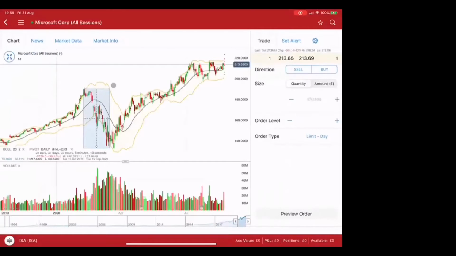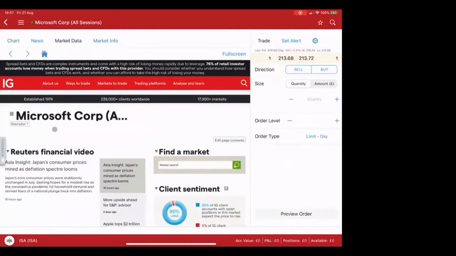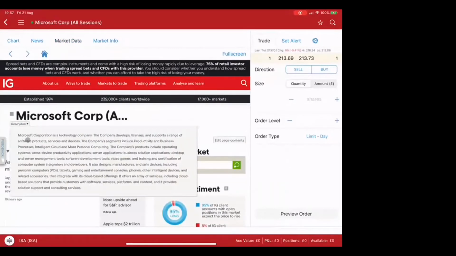So somebody tells me, "Oh, Microsoft is good. The price is running, and it's going on very well." First thing, you pause, and you find out what exactly they do. You can go here to the market data, as you would, and you check the description. Please, this is very, very important. You need to read up what they do, okay?